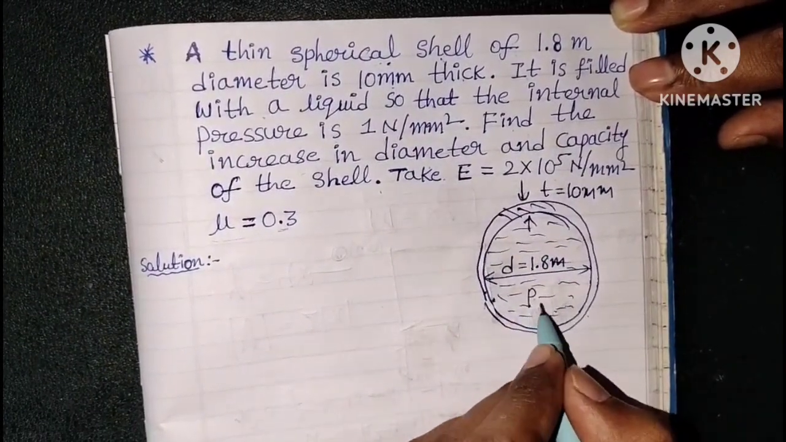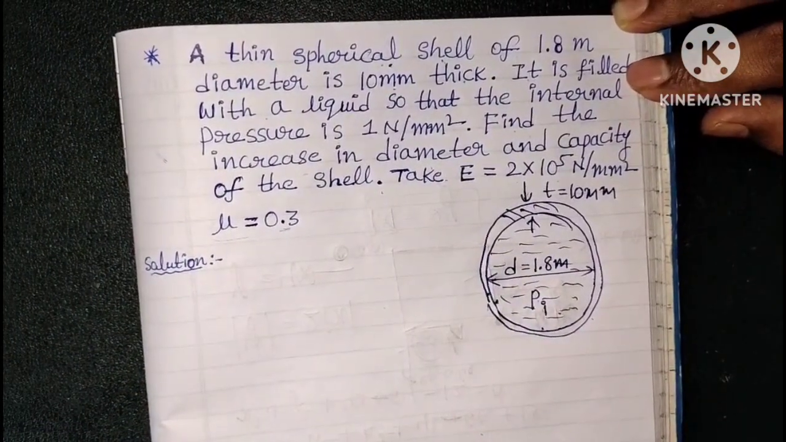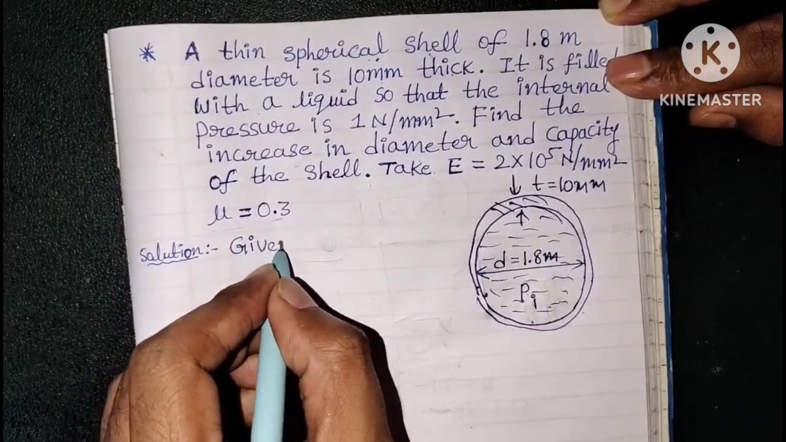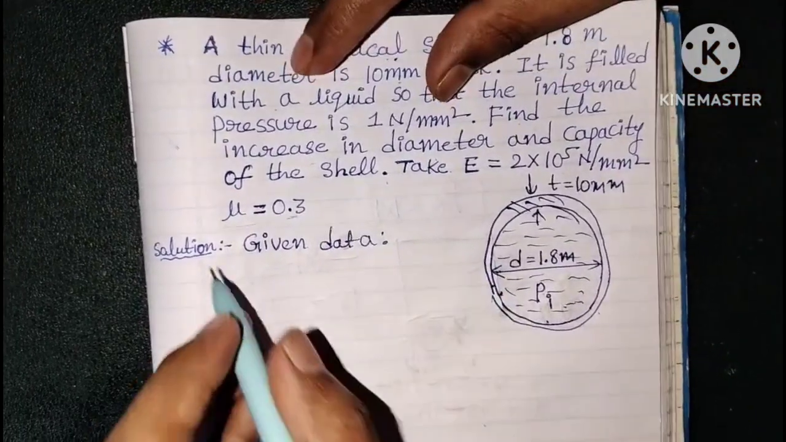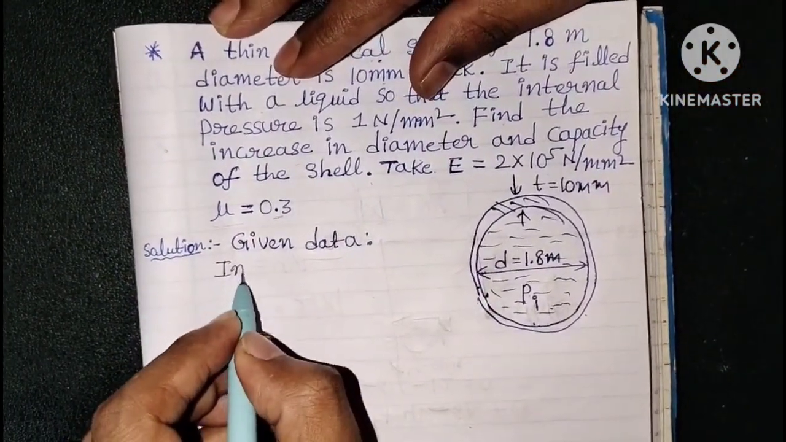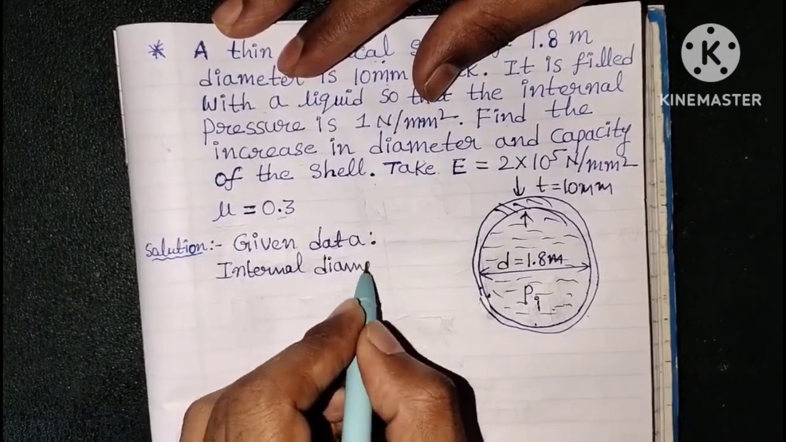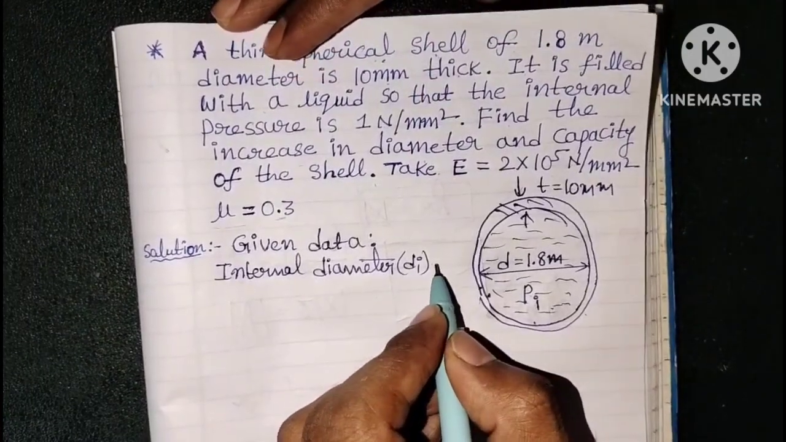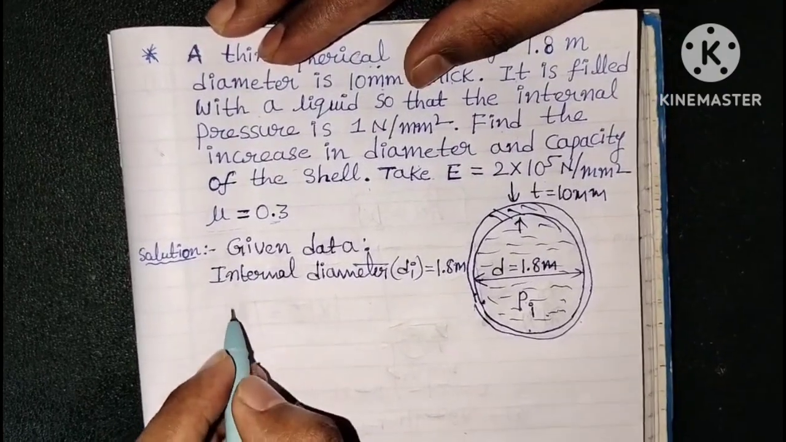At the same time the internal pressure is given. So what is the internal pressure? 1 Newton per mm square. First note down the given data. Internal diameter is equal to 1.8 meters.